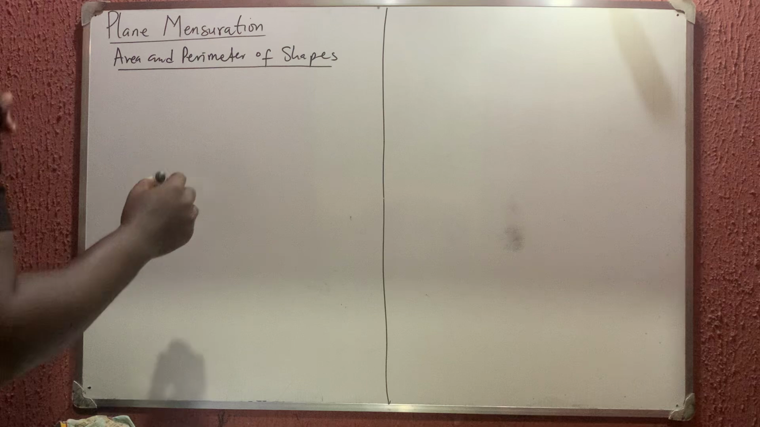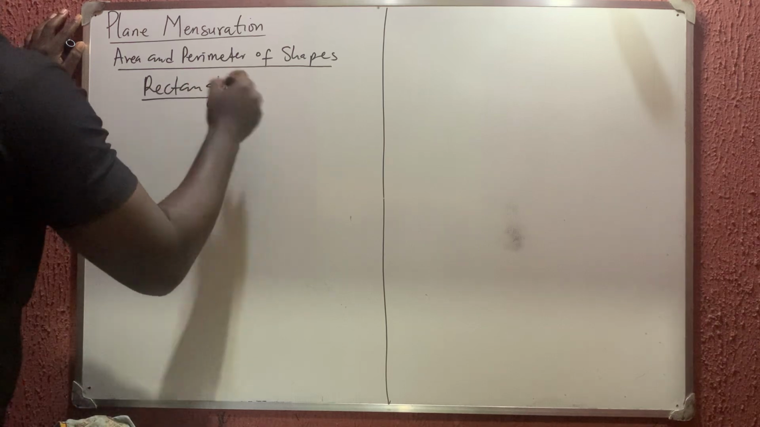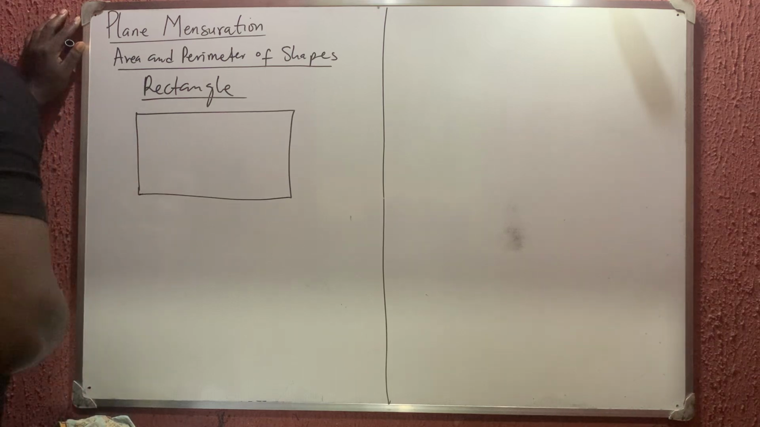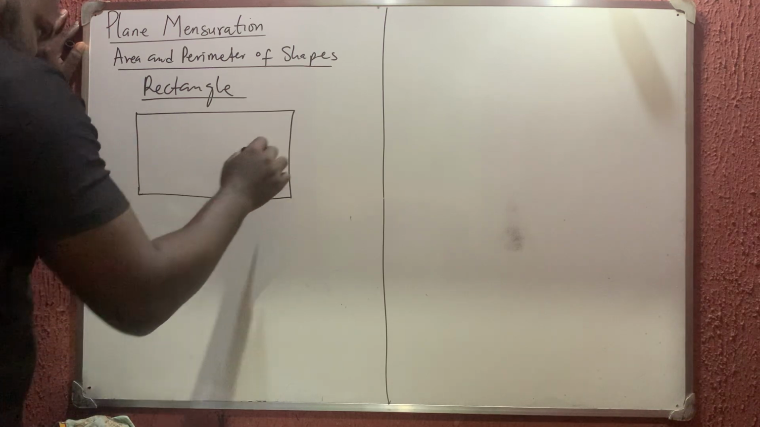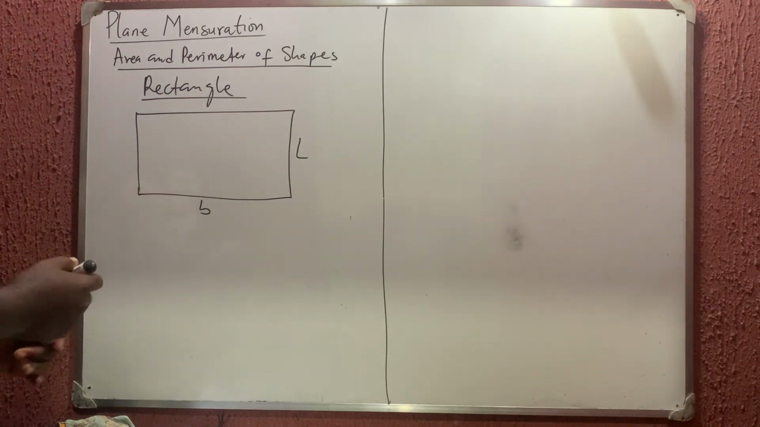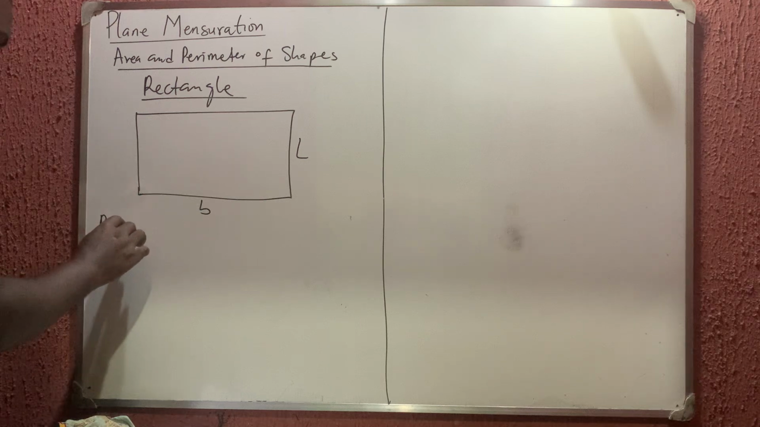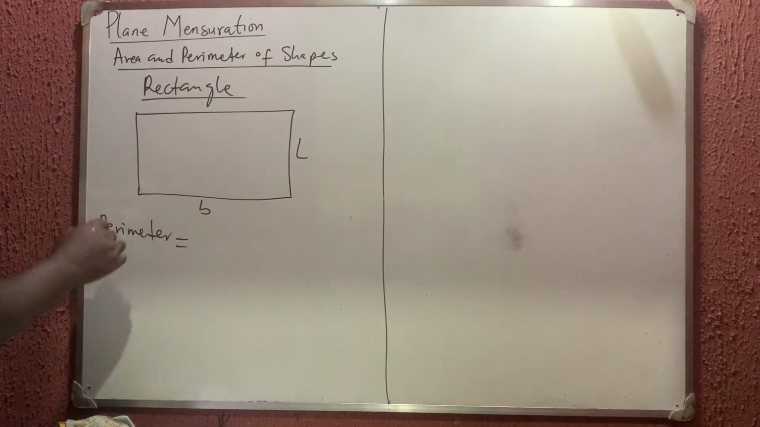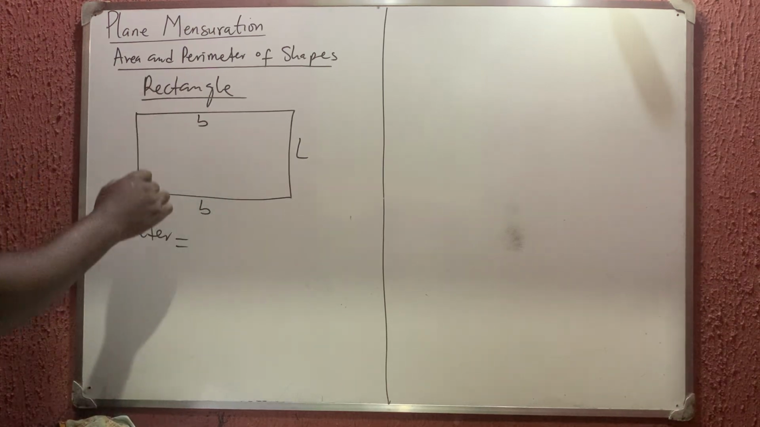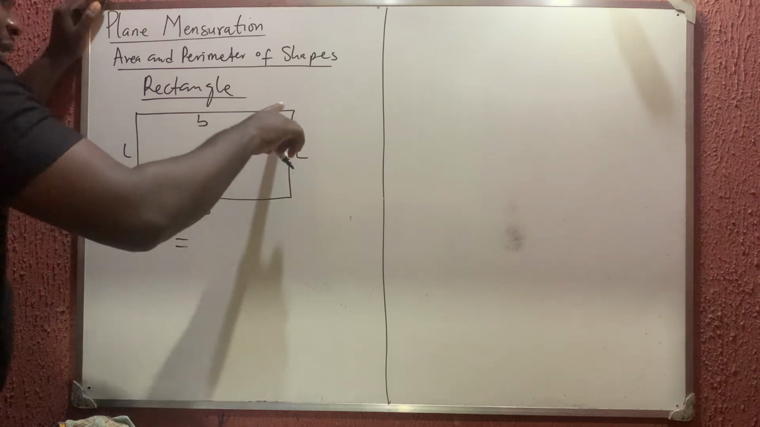Now, the first one we're going to talk about is the rectangle. A rectangular shape, like I drew before. Let's call this the length, and then maybe this the base or the breadth. The length and the breadth. Now, to get the perimeter of this shape, you know that in a rectangular shape, here is equal to here. So if here is B, automatically here is B. If here is L, automatically here is L. So the perimeter is adding the length of all these sides.